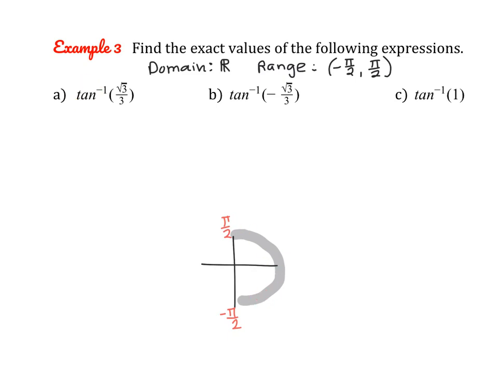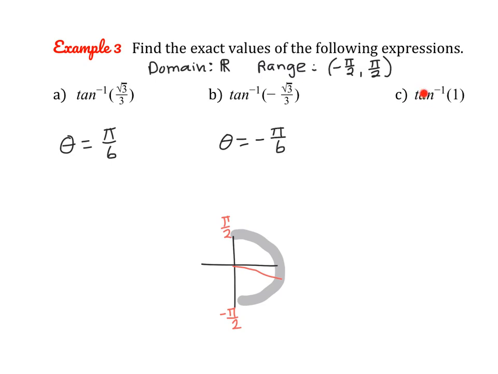So this first one, the arctangent of root 3 over 3, since this value is positive, we can be in quadrant 1, and the angle that has that value is pi over 6. So for the arctangent of negative root 3 over 3, again, since this is negative, we know that we will need to be somewhere in quadrant 4. And it's the same reference angle as the first example, but we just need to make it negative. So negative pi over 6.